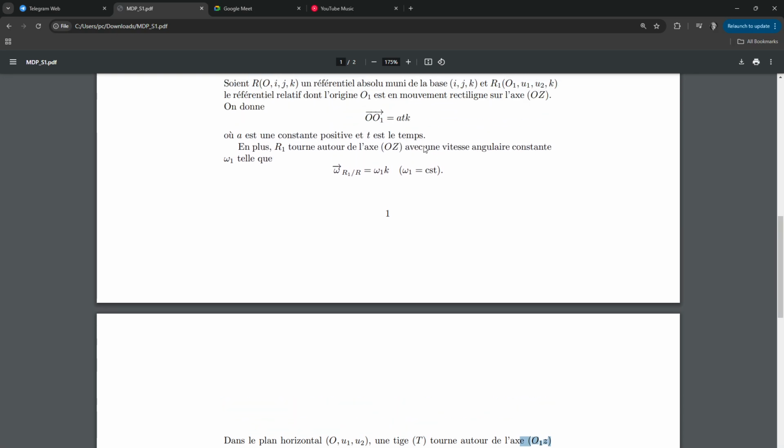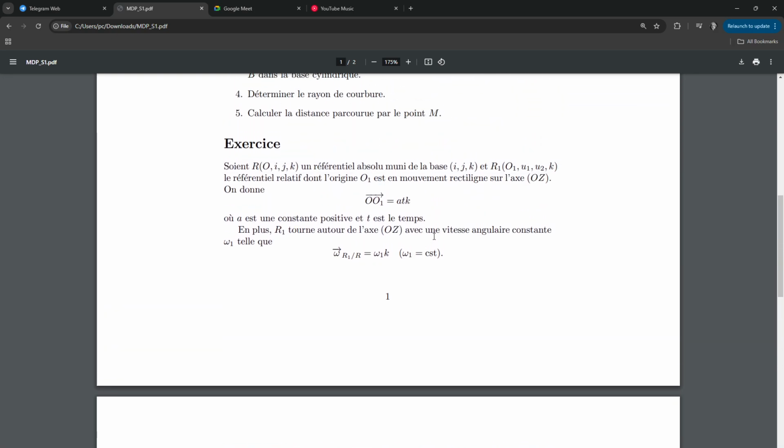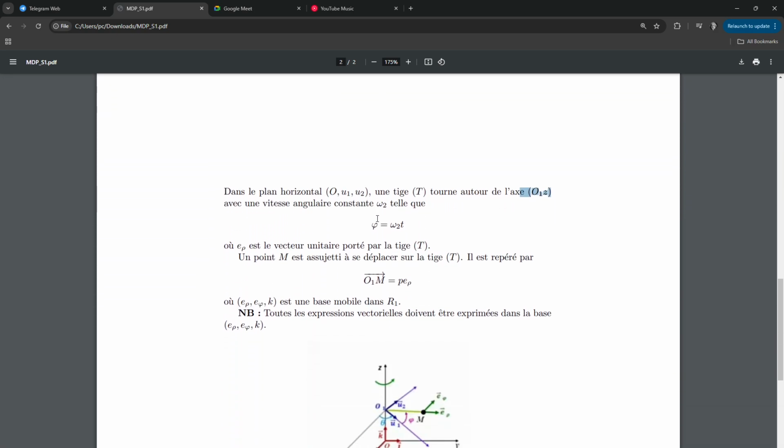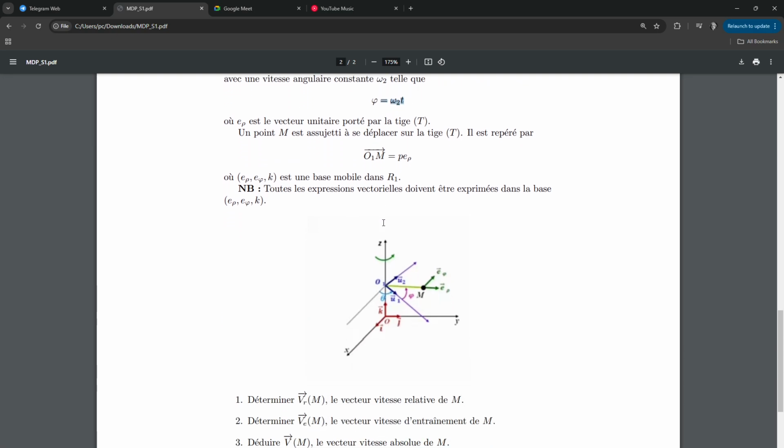Now you don't have to confuse things here. The reference frame that is moving, the one that is in black, is turning around the z-axis with an angular velocity ω1. The tige that is in the plane U1, U2 is turning with an angular velocity of ω2, where E rho is the unit vector porté par la tige. So the unit vector along the direction of the tige is E rho. So that is what they've represented here.